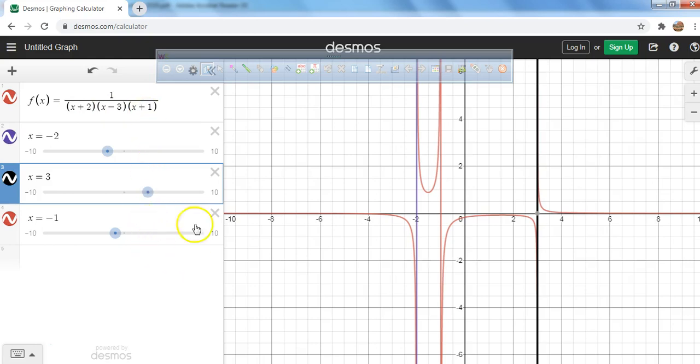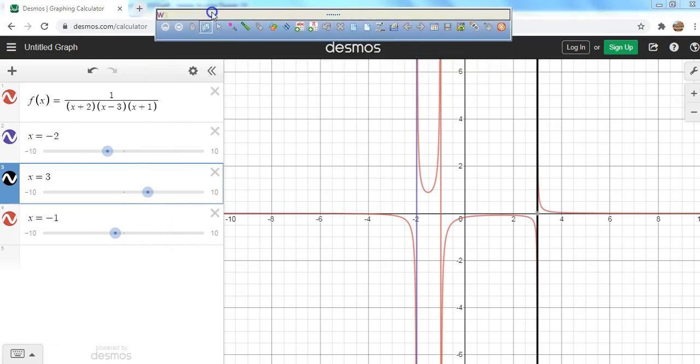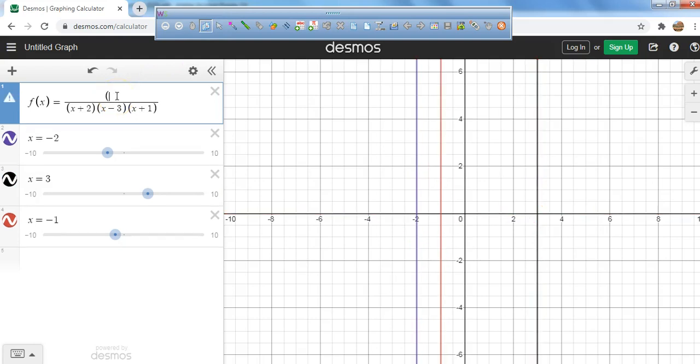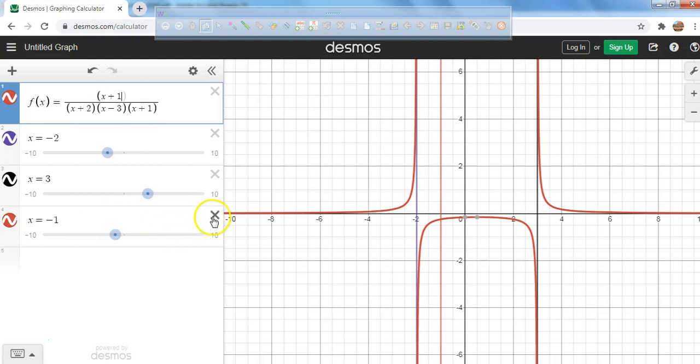Now, we're going to talk about removable discontinuity. All right? So what is removable discontinuity? So look what happens right here. Look what happens if I put in x plus 1 up there. Well, all of a sudden now, we don't have a vertical asymptote. What do we have when x is negative 1? Let's see if you can see it. When x is negative 1, it's undefined. I don't know if you can see that, but there's a hole right there. That's called a hole or removable discontinuity.